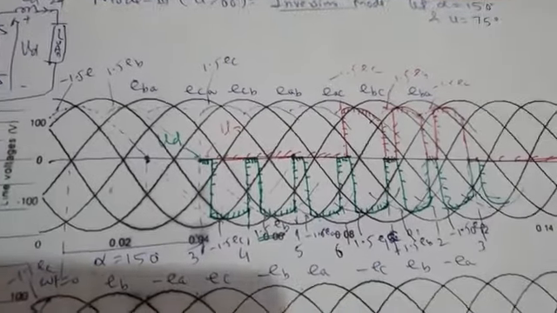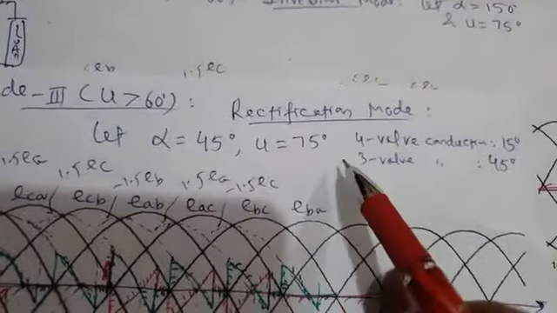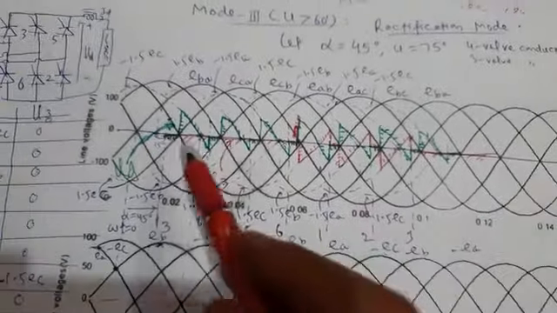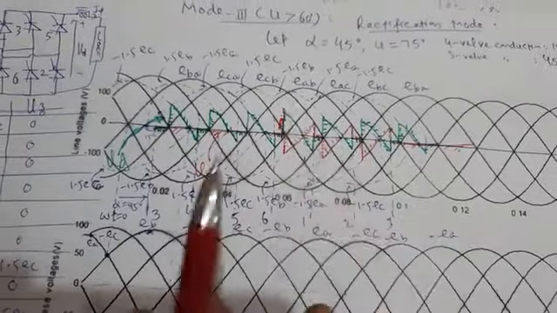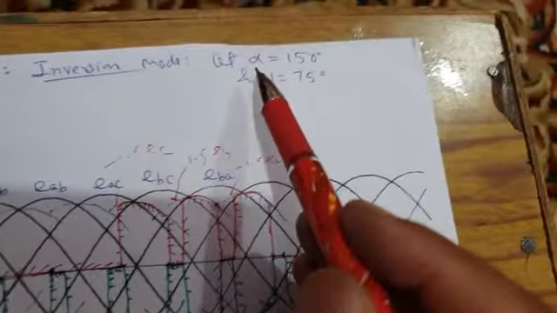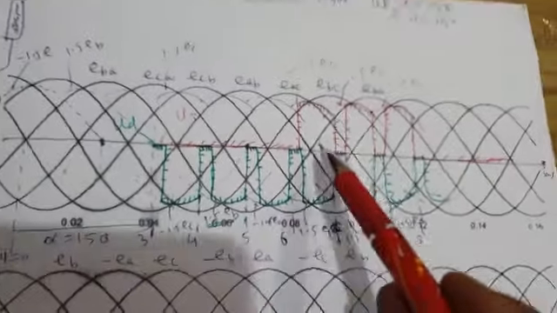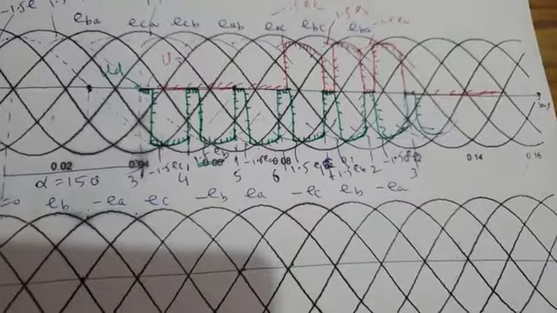For rectification mode of operation, we assumed alpha 45 degrees and mu 75 degrees, and we have obtained these waveforms. Green is for load voltage waveform and red is for valve voltage waveform. And for inversion mode of operation, we have assumed alpha 150 degrees, mu again 75 degrees, and these are the waveforms. Green is again load voltage waveform and red indicates valve voltage waveform, voltage across valve 3.